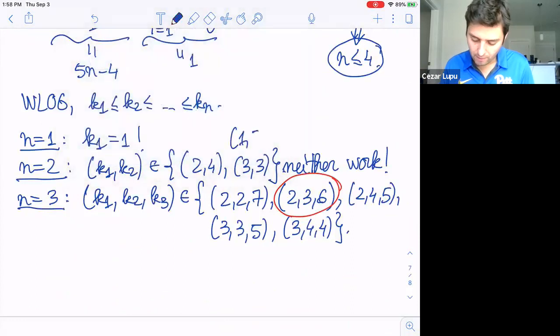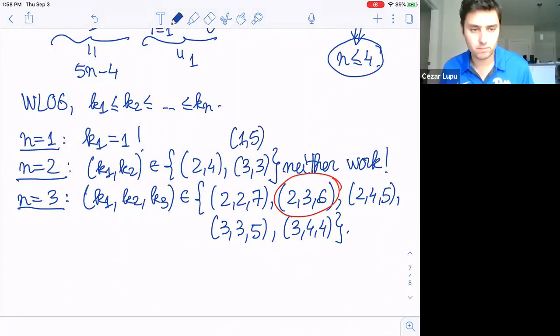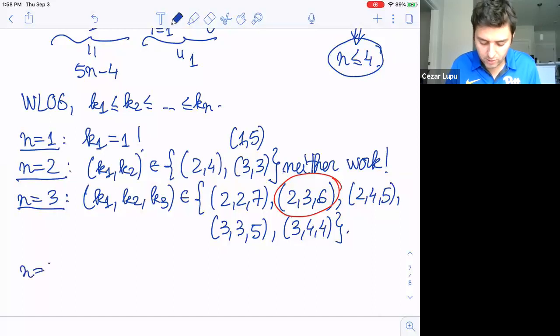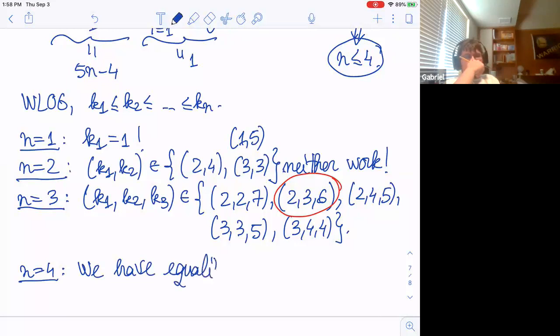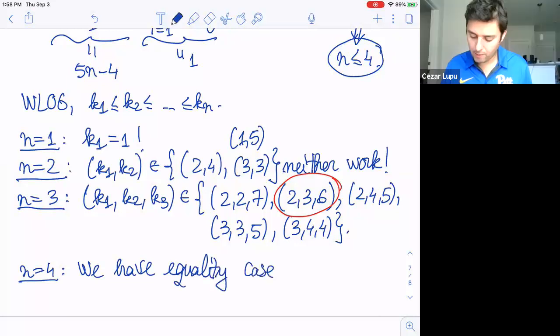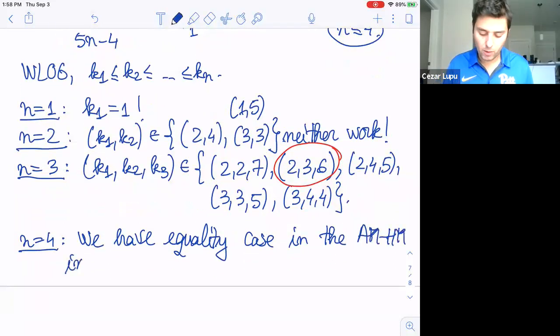Yeah, 1, 5. 1, 5, 5, 1, and so on, but neither of them work. So you look for all of them and you'll see that only a few of them work. And for n equals 4, the situation is simpler because we have an equality case in the HM inequality. So we can exclude many of them.